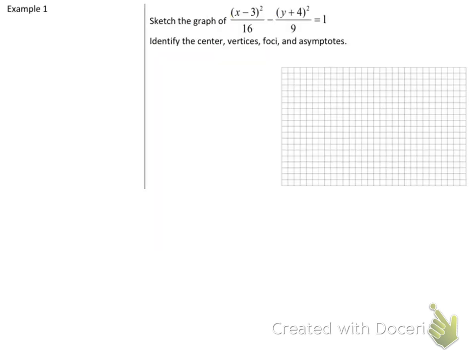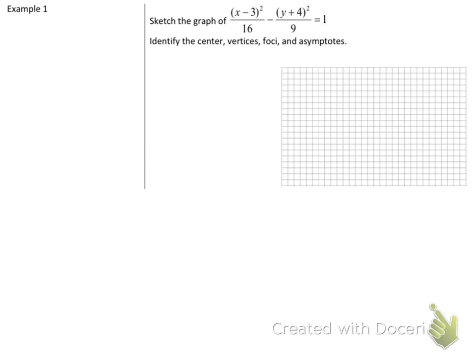Okay, let's see if we can actually do this. So I'm going to sketch the graph of, all right, clearly this is going to be a hyperbola. And I know that because of the minus sign right there. It looks very, very similar to an ellipse. Very similar. Only difference is the plus and the minus signs. So make sure you pay attention. Look carefully. All right, so what do I know?